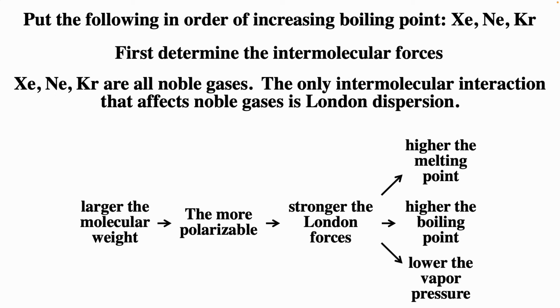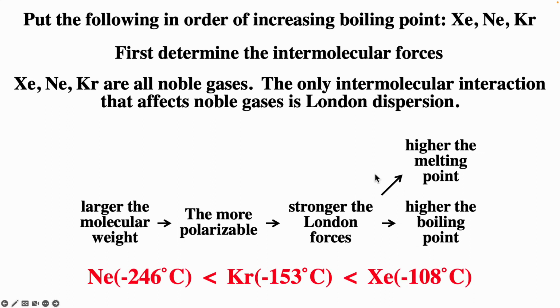And we've seen that for London dispersion, the larger the molar mass, the easier it is to polarize, the stronger the London forces, and higher melting point, higher boiling point, and lower vapor pressure. And so xenon has the highest molar mass, it should have the highest boiling point. Neon has the lowest molar mass, should have the lowest boiling point.